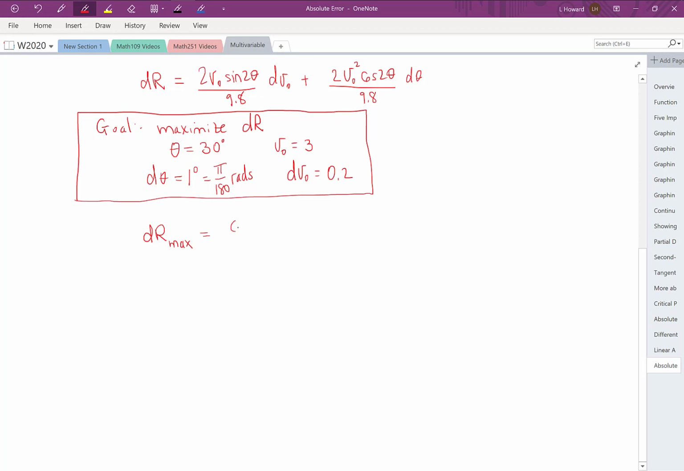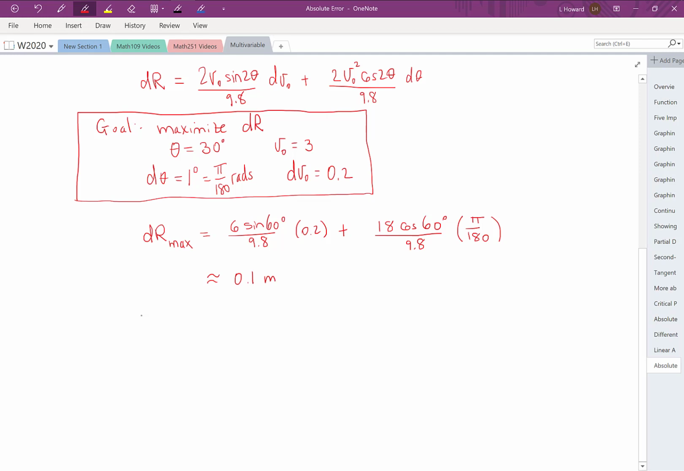So we'll have 6 times sine of 60 degrees over 9.8 times the dv0, which we decided was 0.2, and then plus we're going to have 2 times 3 squared is 18 times cos of 60 degrees over 9.8, and then times our d theta. So this is the part where we really need radians, pi over 180 radians there for the d theta. So if we plug that into our calculator, it comes out to about 0.1 meters.